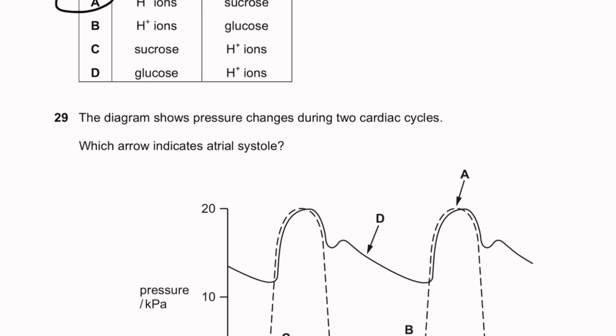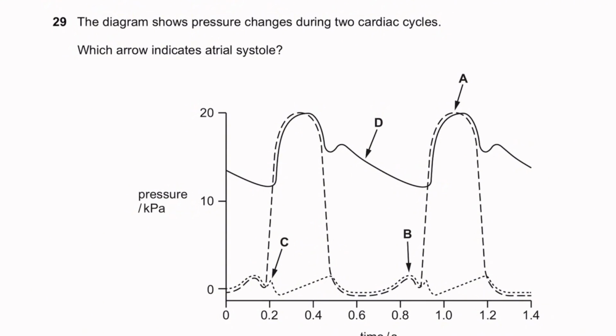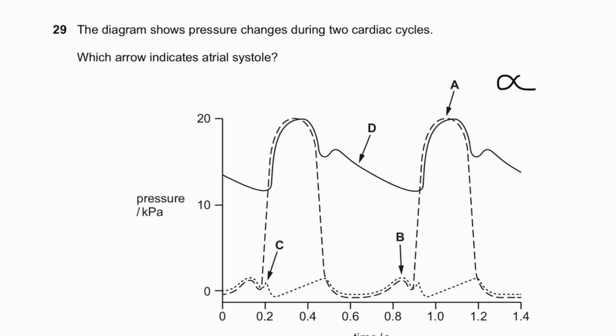Okay. The diagram shows pressure changes during 2 cardiac cycles. Which arrow indicates atrial systole? So A is going to be ventricular systole. We're not going to be choosing that. And then C or B. Well, obviously it's not going to be C. C will be like the end of atrial systole. Like, okay, I'm done. Now we're going to close the atrioventricular valves because now there'll be ventricular systole. So it should be B.